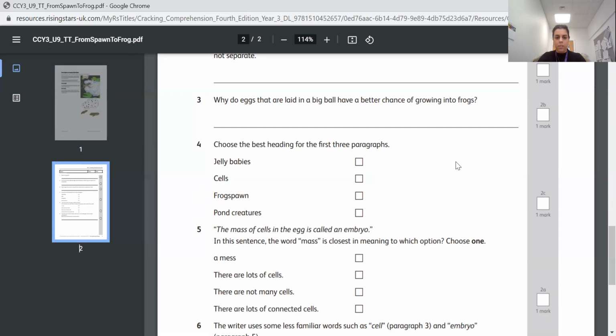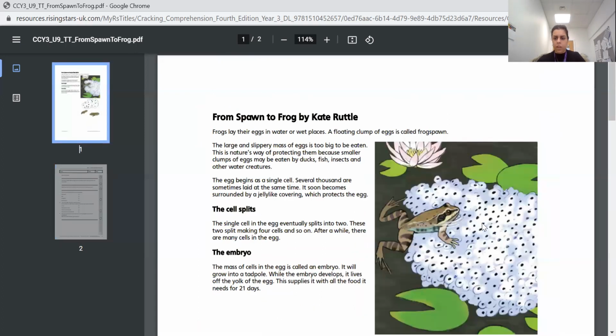Now, jelly babies is a type of sweet. Now, I understand why they said jelly babies, because they're like the babies of frogs, and they're all wrapped in jelly. Cells are the things that are growing inside the eggs. Frog spawn is what the whole thing is, or pond creatures. Now, it does mention pond creatures, it mentions water creatures, but that's only about what could eat the frog spawn.